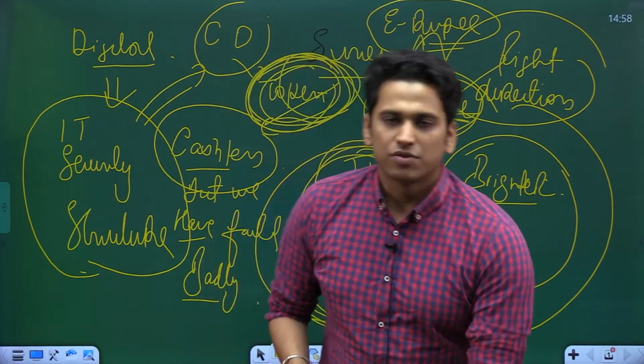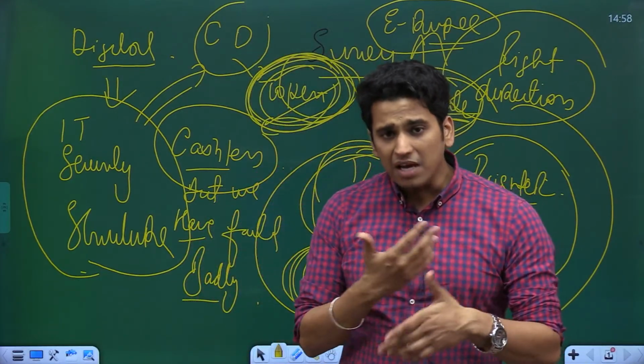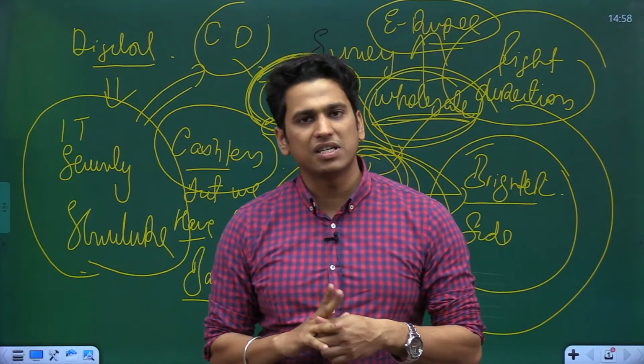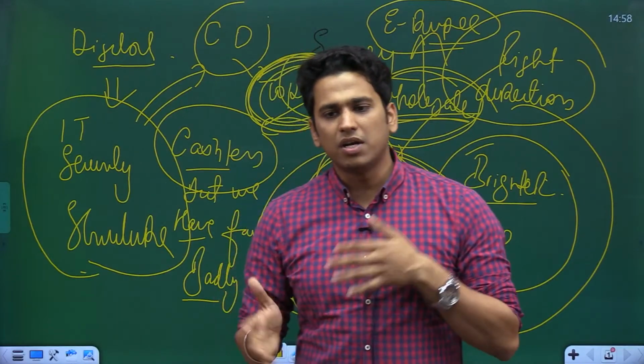Okay guys, so this was it for today's session, where I tried to cover two topics. The first topic was the currency watch list by the US Department of Treasury, and the second was the 6 years of demonetization.